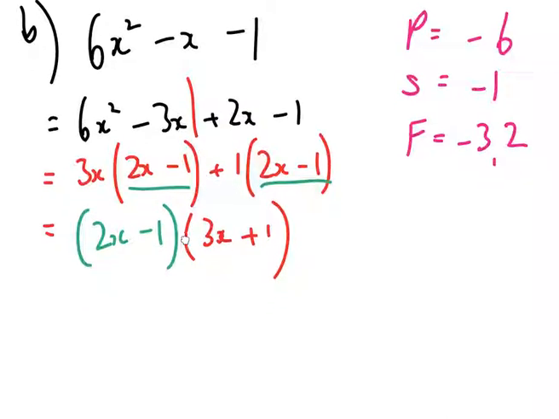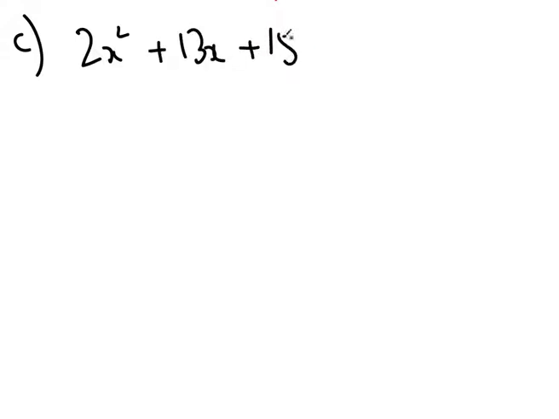Example C. C for Cartesian. René Descartes. Very famous. Most famous Frenchman ever. 2x squared plus 13x plus 15. Look at that. Lovely. Alright, PSF. Okay, so especially here, given this is not 1, means it's non-monic, we have to do PSF.